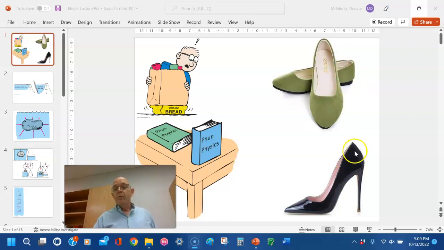But if the same woman comes out wearing these high-heeled shoes, is that going to feel worse or better? It's going to feel a lot worse, because all that force, same amount of force, same weight, is coming down in about a square centimeter here and maybe a little bit here, whereas here that force is spread over a lot larger area.